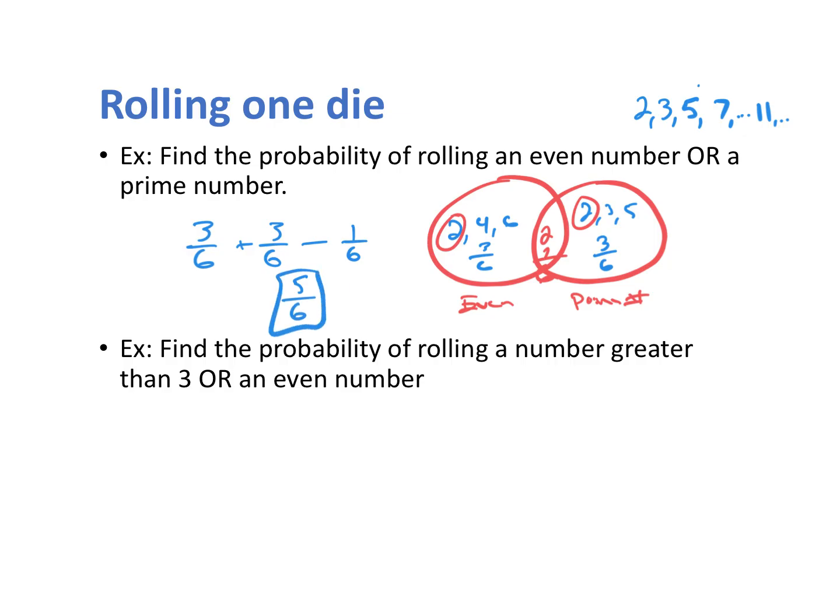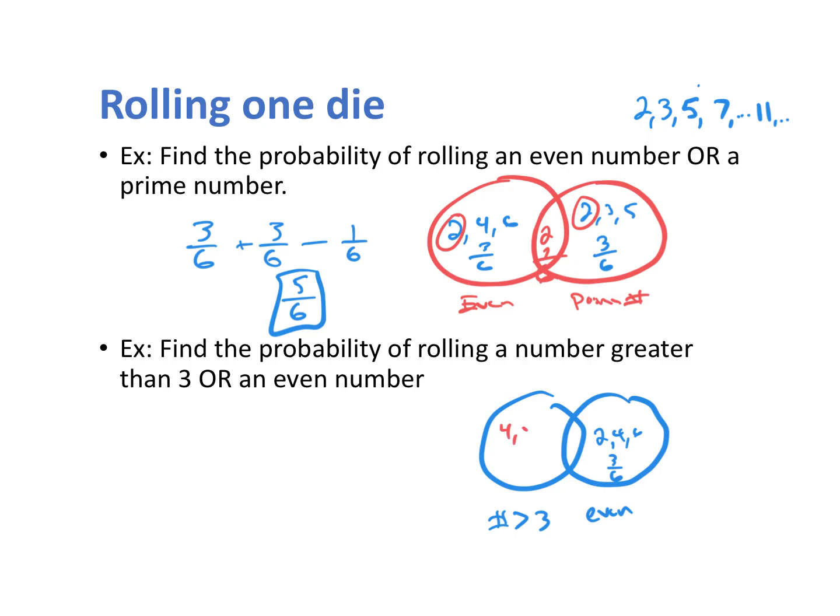The next case, I have a number greater than 3, and then the other case would be a number that is even. So even numbers again would be a 2, 4, or a 6, so we still have a 3 out of 6 chance, like the one before. But a number greater than 3 would be specifically 4, 5, or a 6. That's still a 3 out of 6 chance of getting a number greater than 3 rolling dice.